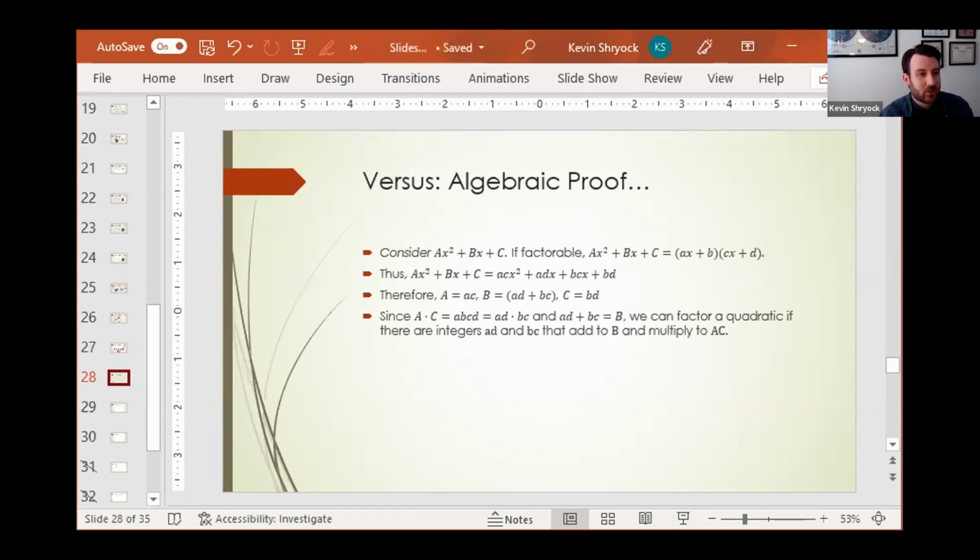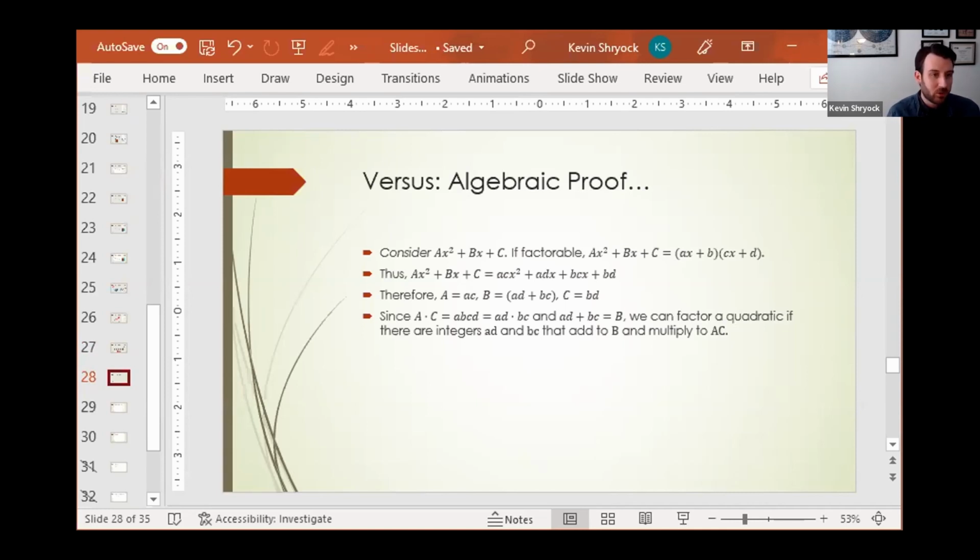Ready? Consider ax squared plus bx plus c a quadratic. If factorable, then ax squared plus bx plus c should be able to be written as (ax plus b) times (cx plus d). Thus, ax squared plus bx plus c should be equal to lowercase acx squared plus adx plus bcx plus bd. Notice, therefore, that A is equal to lowercase ac, B is equal to the combination of AD plus BC, and C is equal to BD.